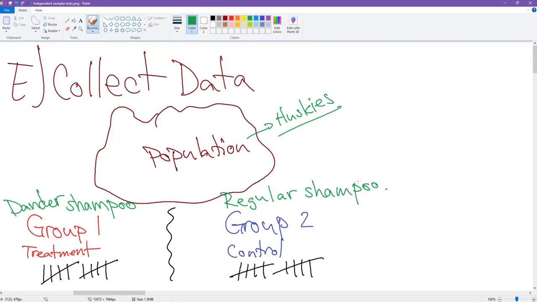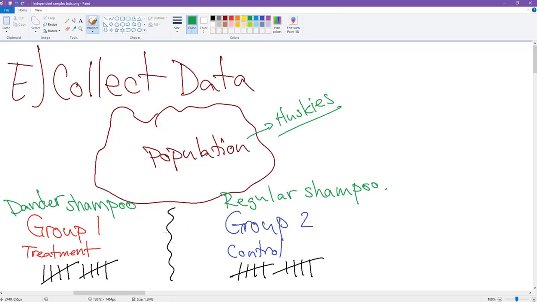So what do we do with this? Well, we've collected data, we've taken roughly 20 random huskies, put half of them into our treatment group, gave them the dander shampoo, gave them back to the owners and said, now keep track of how much dog hair is being shed by your husky. And in group 2 we did the same thing, except all we did was give them a regular shampoo and then give them back to their owners and say keep track of how much dander or shedding they're dealing with.